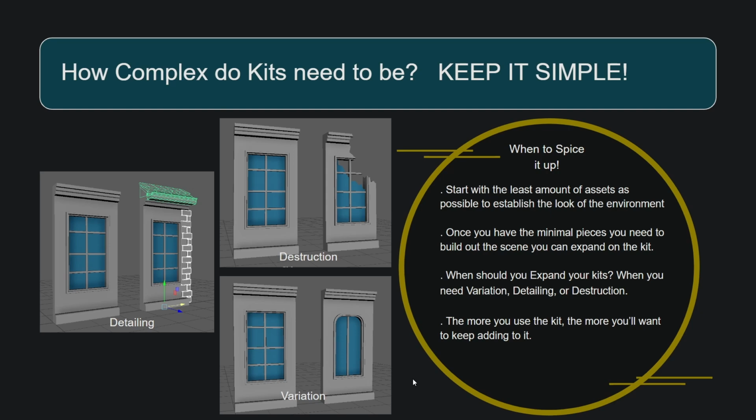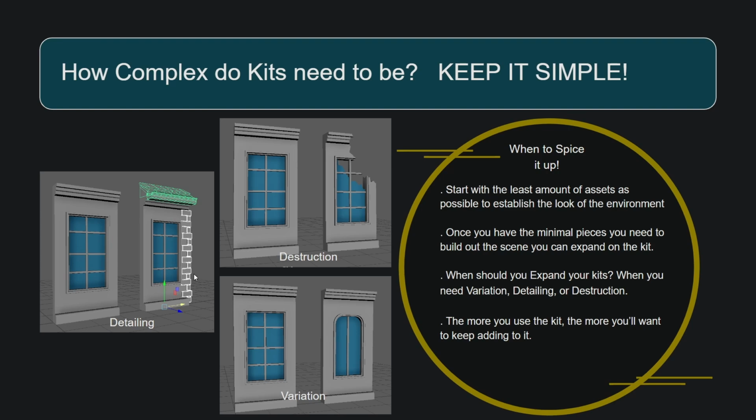Next up, if you end up detailing your environments and you want to start adding more to your kit, that's a good time to start expanding your kit. A good example is on the left here. Let's say I just put down some walls and maybe some roofs, and now I want to start adding some roof pieces or maybe some edge cap pieces to make my silhouette a little bit more interesting and detailed.